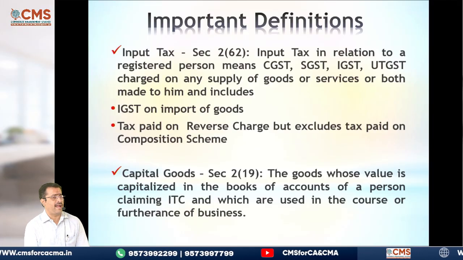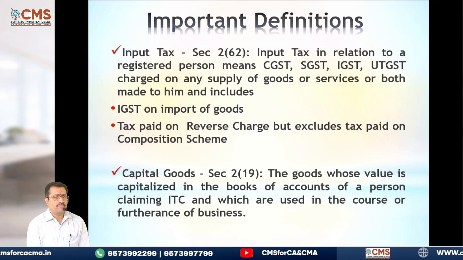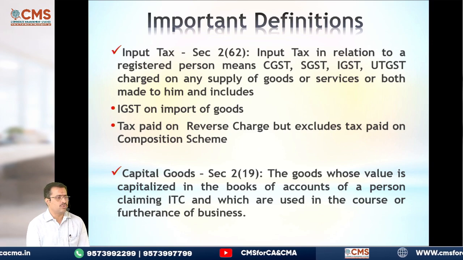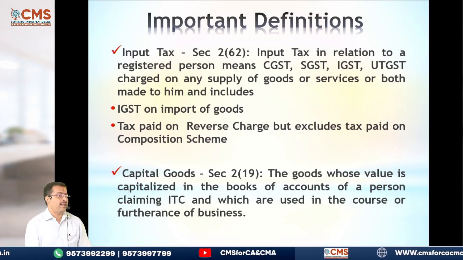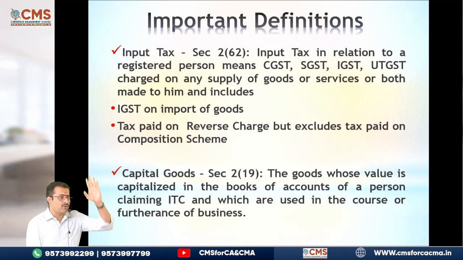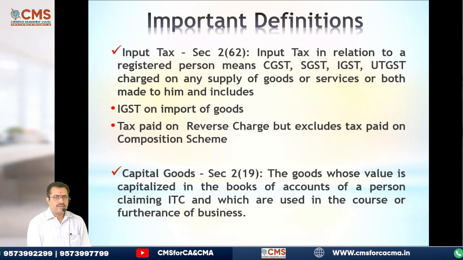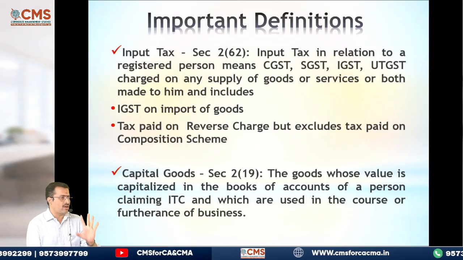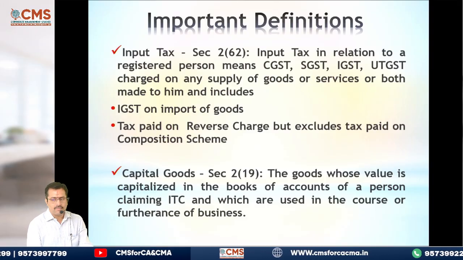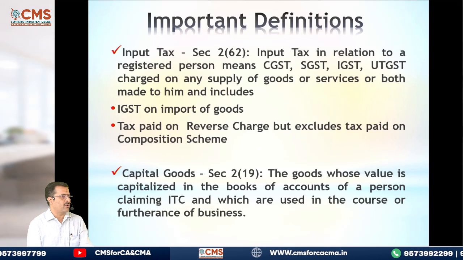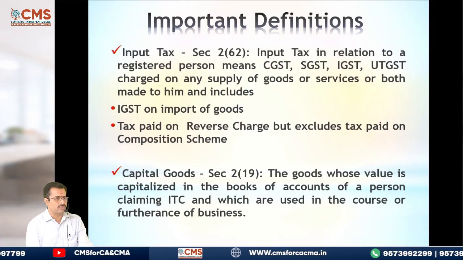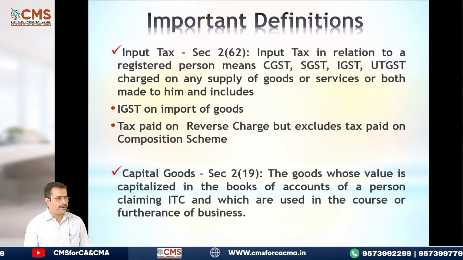Then you have capital goods. What do you mean by capital goods? Obviously, the goods whose value is capitalized in the books of account. Nothing but the value should have been taken to the balance sheet, in our accounting language. So if it is taken to the balance sheet, then those goods are called capital goods, like plant and machinery you are having. Definitely we will take it to the balance sheet. We won't bring it to the P&L account. So such goods are called capital goods.